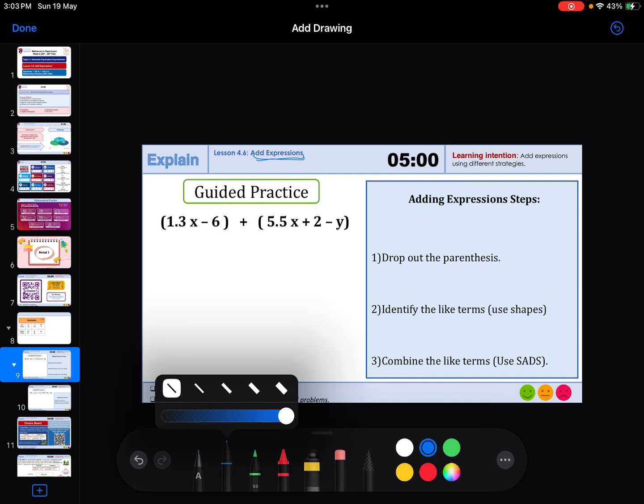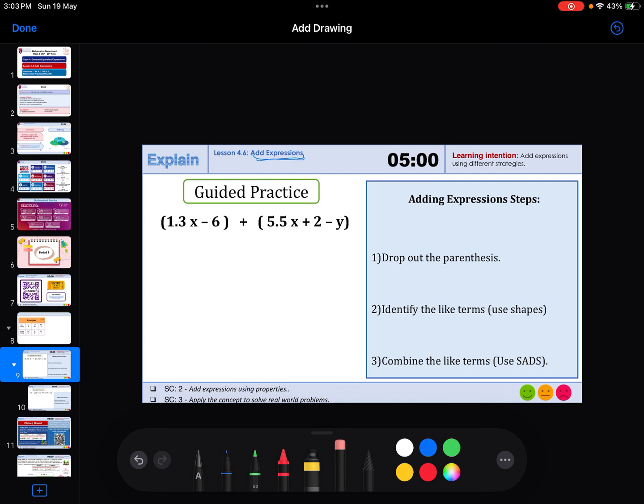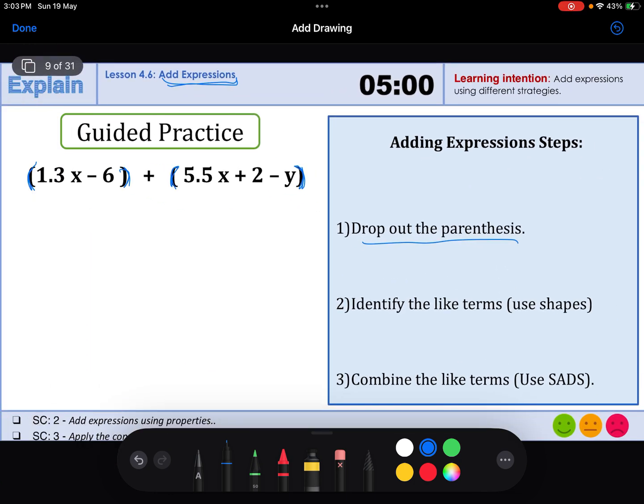Let's read the steps that will help us in adding expressions, okay? Step number 1, we need to drop out the parentheses. These are the parentheses, we have to drop them out. So the first step is to drop out the parentheses. We will rewrite the problem in a way that it's the same exact problem, but without the parentheses.